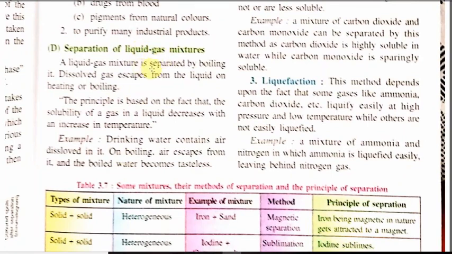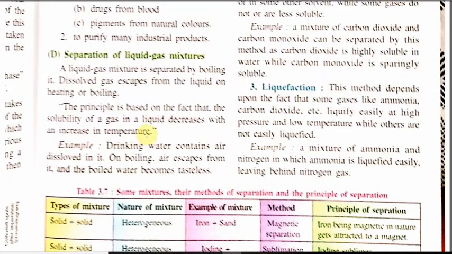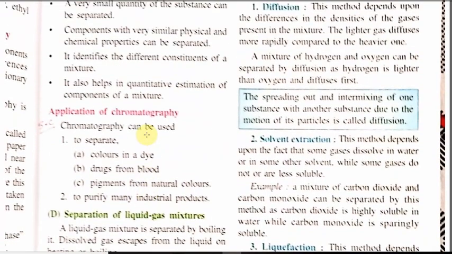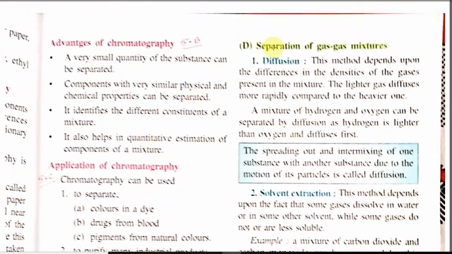The last point of this chapter discussion is separation of liquid-gas mixture. Now this method involves heating. The principle is based on the fact that the solubility of a gas in a liquid decreases with increasing temperature. So if you heat the liquid, the gas will fly away.